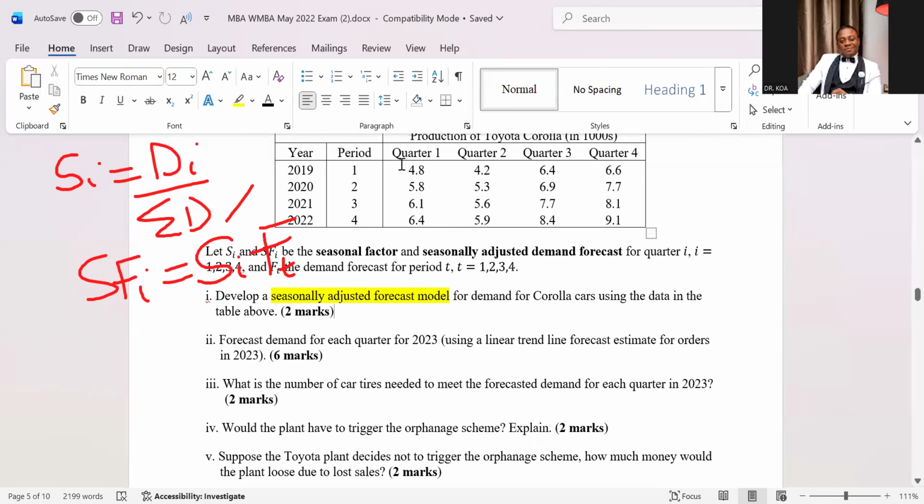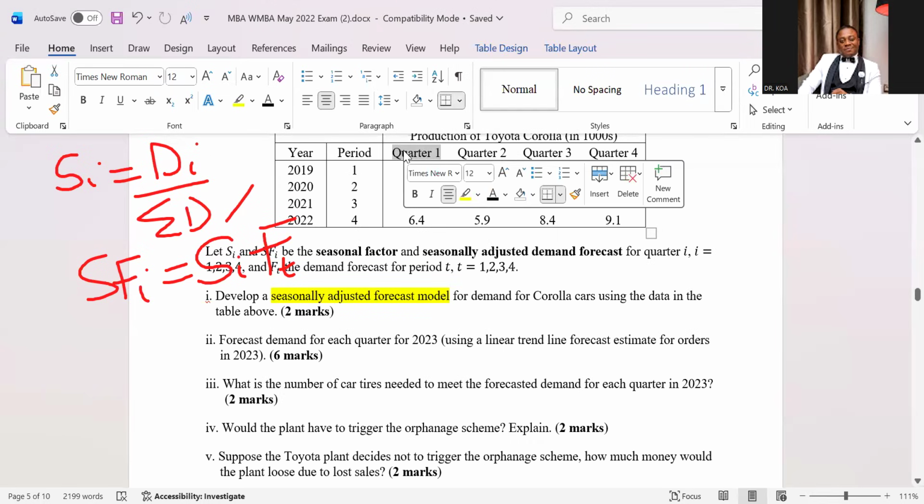Now, what was the demand for quarter one? We calculated, haven't we? What is the demand for quarter one? You all have calculated. Bruce. 23.1. Yes. And what is the seasonal factor for quarter one? Bruce. Okay, so it will be... Increase your voice.